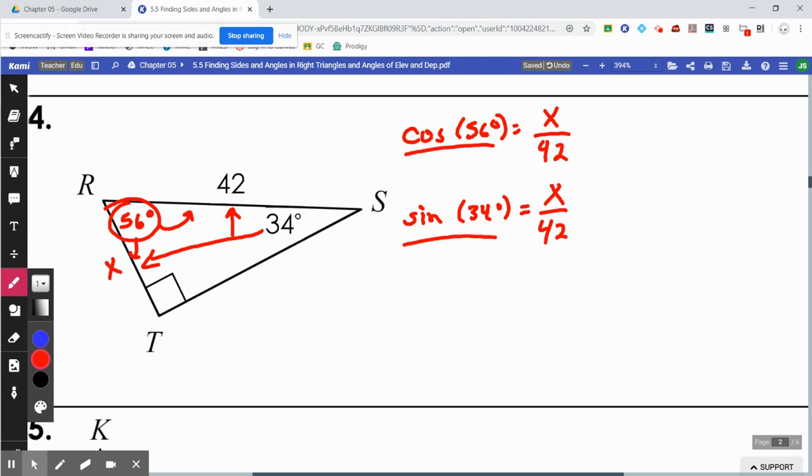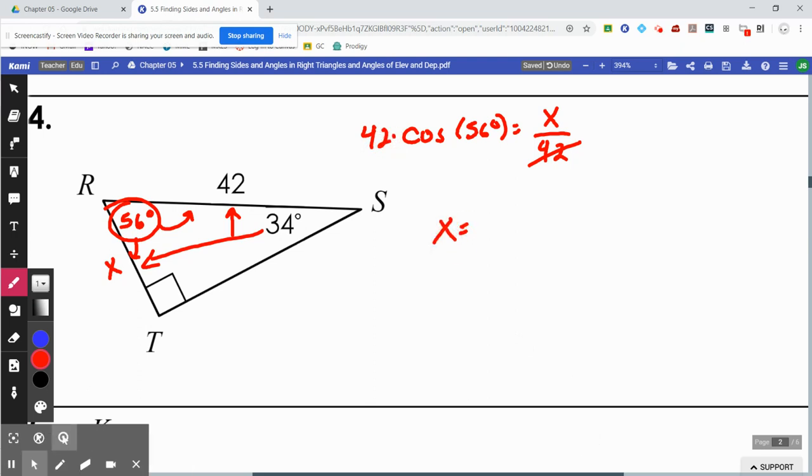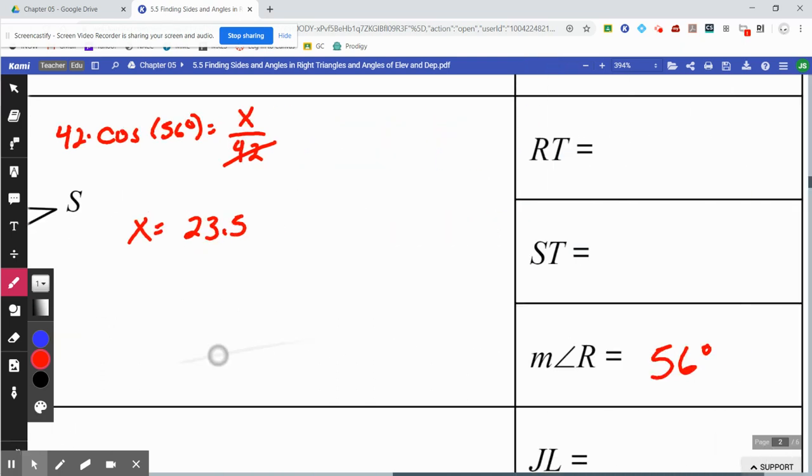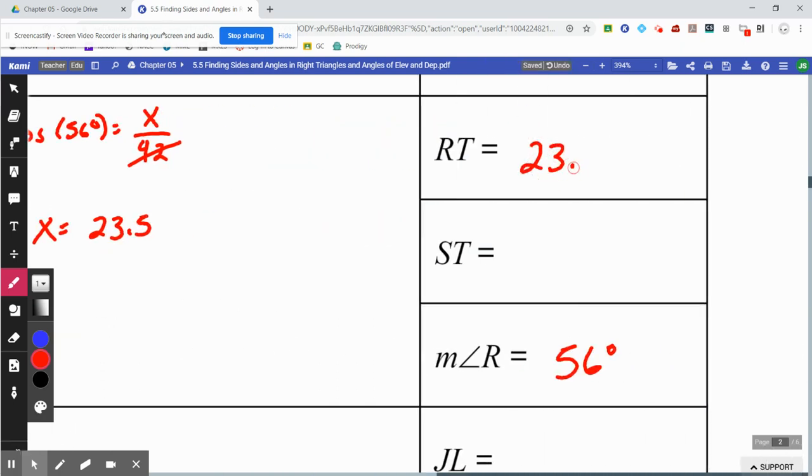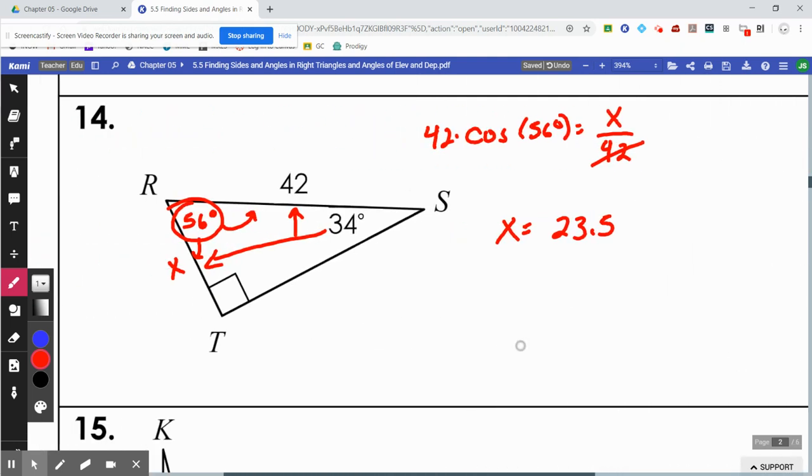The cosine of one angle and the sine of its complement, notice these two angles add up to 90, will always be the exact same value. So it's like the cosine of 30 and the sine of 60, or the cosine of 20 and the sine of 70 would always be the same. So once you solve this, move the 42 by multiplying, and you're going to get that x has a value of 23.5. So therefore, RT is 23.5.